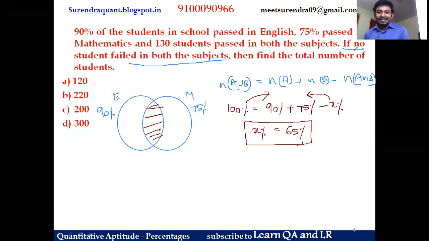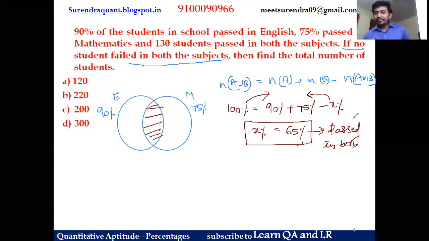So do you understand that line? Here somebody may ask, sir, you are saying 65% passed in both. And here, if no student failed in both subjects, he says, out of all students, there is no student who failed in both subjects, which means all students passed in at least one of the subjects. They didn't fail in both, but they might fail in one of the subjects, right? So that is the interpretation.